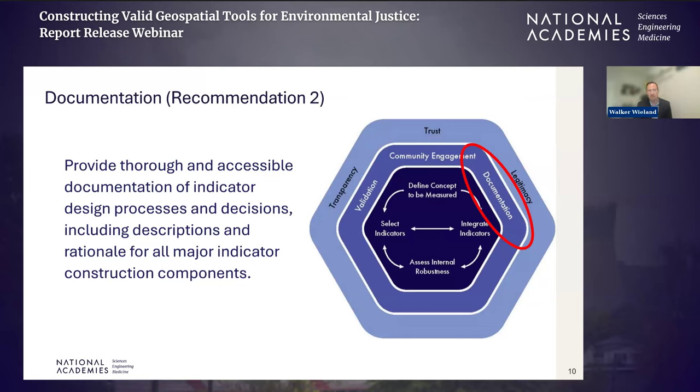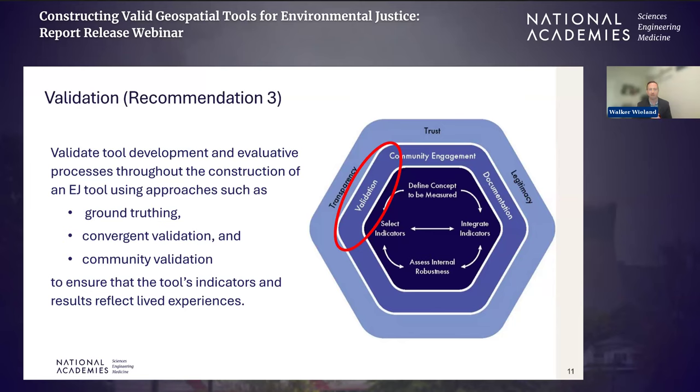On to documentation. As conditions are changing in our physical and social environment, as technology and the science evolves, and as we're adjusting to new issues and challenges that we're facing, there will never be a single best data set or method for doing this type of work. However, no matter how good or valid a tool is, the outer ring here, the transparency, trust, and legitimacy, will be questioned if the tool is not accompanied by thorough documentation. And you can't really begin to have real meaningful conversations on how to improve these types of tools without thorough and accessible documentation of the indicator design process and decisions, along with descriptions and rationale for all major indicator construction components.